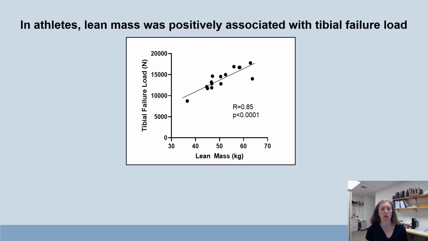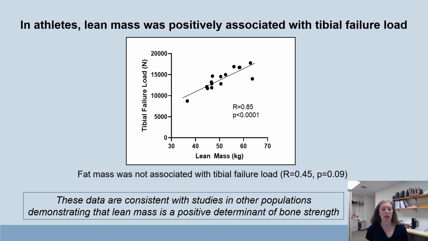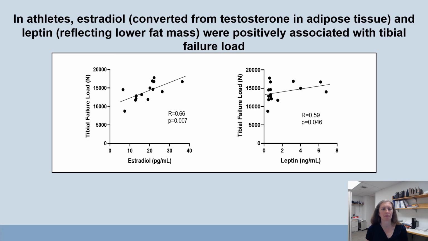In athletes, lean mass was positively associated with tibial failure load, with lean mass here on the x-axis and tibial failure load on the y-axis. Fat mass was not associated with tibial failure load. These data are consistent with studies in other populations demonstrating that lean mass is a positive determinant of bone strength.